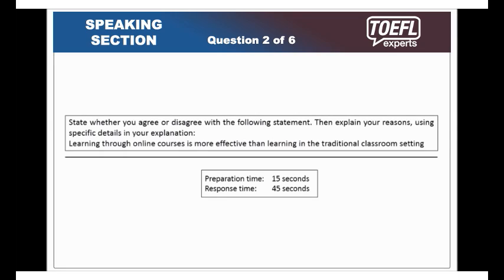State whether you agree or disagree with the following statement. Then explain your reasons, using specific details in your explanation. Learning through online courses is more effective than learning in the traditional classroom setting. Begin to prepare your response after the beep. Begin speaking after the beep.